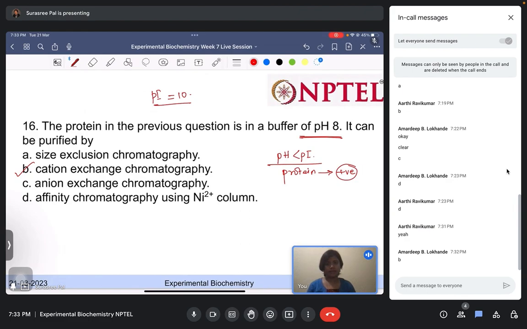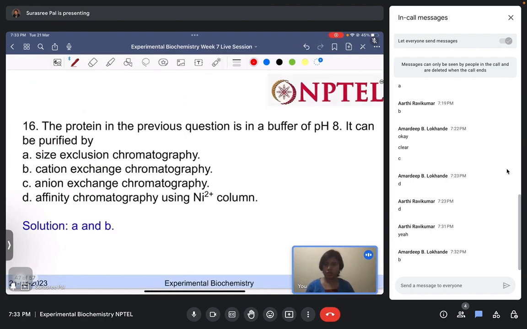In the case of cation exchange chromatography, what will be the charge of the matrix? As we had discussed previously, I'm just repeating it once more, the matrix should be negatively charged in case of cation exchange chromatography. The matrix is, for example, carboxymethyl cellulose. So the matrix will be negatively charged, so it will be acting as a cation exchanger. So the correct answer is cation exchange here.